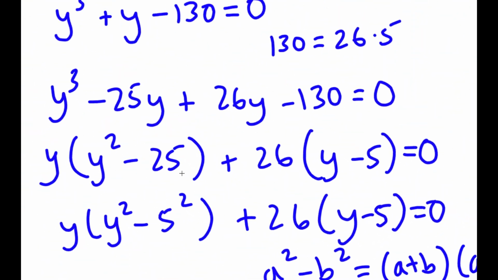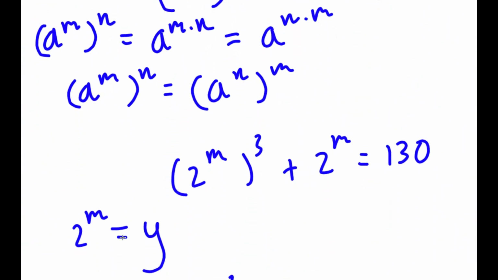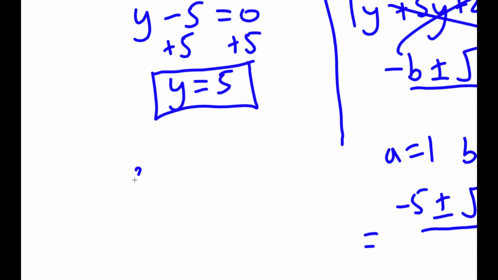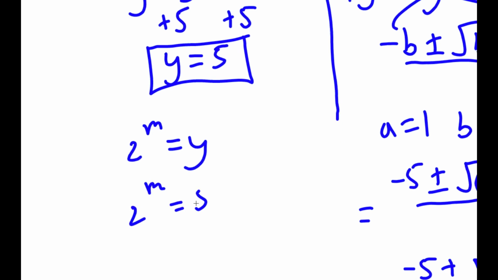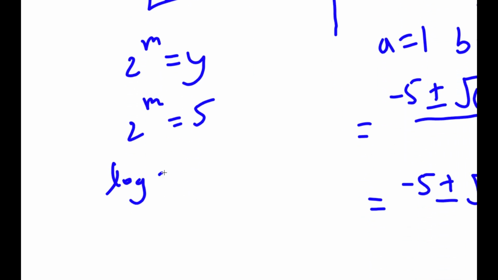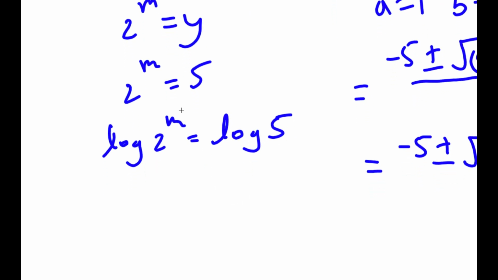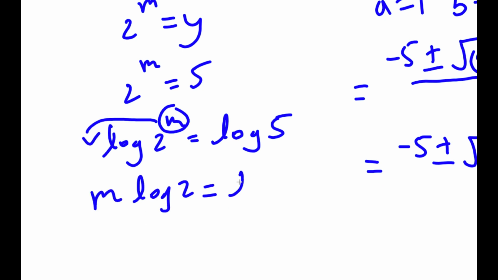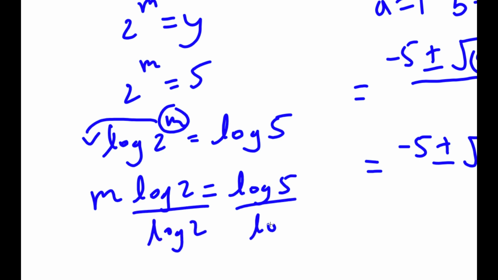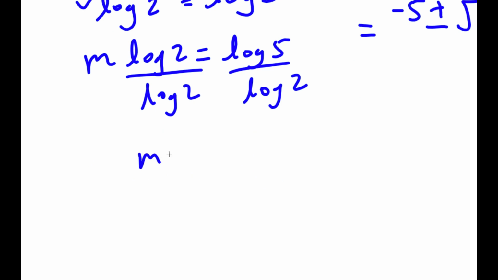Now remember how we set 2 to the power of m equal to y. So if 2 to the power of m is equal to y and y equals 5, then we have 2 to the power of m is equal to 5. And if I take a log on both sides, I get log 2 to the power of m is equal to log 5. Now I can move this exponent to the front, so I have m times log 2 is equal to log 5. And if I divide both sides by log 2, I get m is equal to log 5 over log 2.